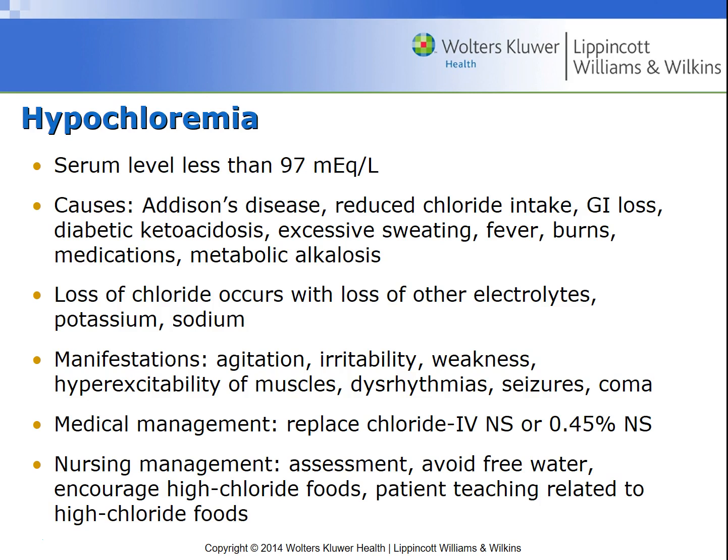All right, so I lied. There's one more. Hypochloremia is a serum level that is less than 97. This is caused by Addison's disease, reduced chloride intake, GI loss, diabetic ketoacidosis, excess sweating, fever, burns, medications, or metabolic alkalosis.